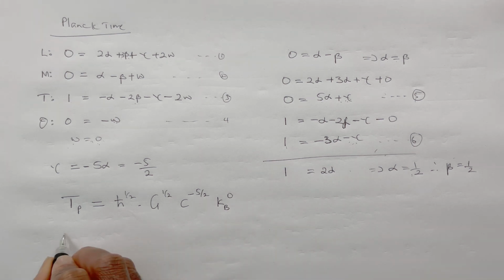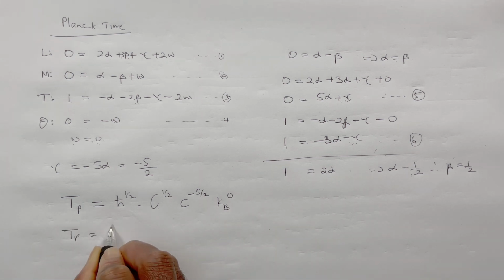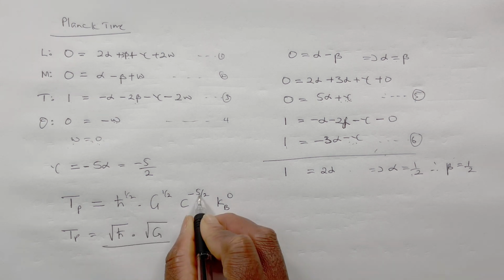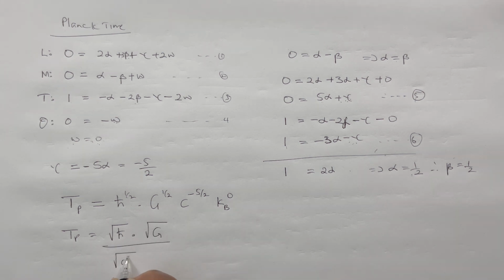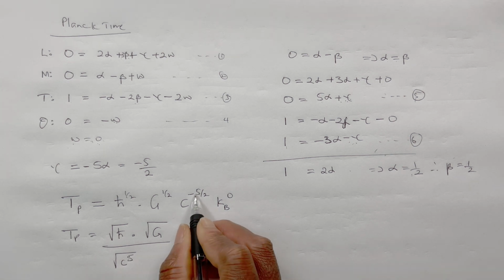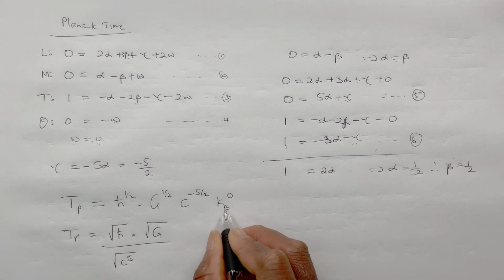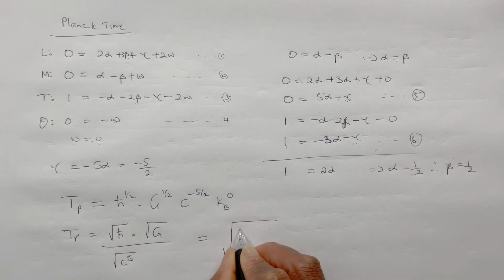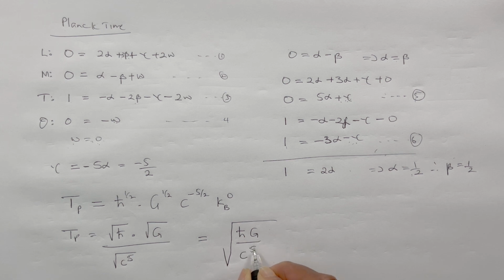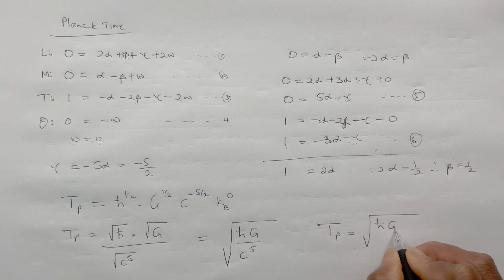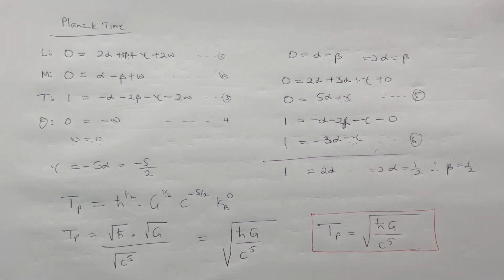And therefore, I could write Tp is root h bar times root G divided by root c to the power 5, that's c to the power 5, and to the power minus a half means 1 over root, and kB is 0. Now put that together, that would be root of h bar G over c to the power 5. So the Planck time is root of h bar G over c to the power 5. And that's correct for Planck time.